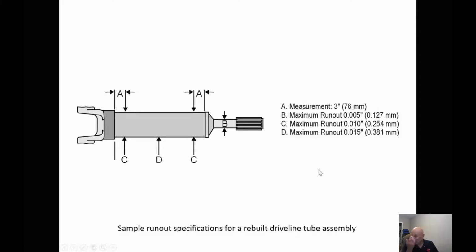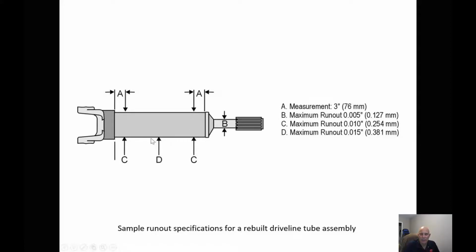Now, we talked about TIR, total indicated runout, and how and where we can measure that. So what we're going to do is measure in these spots here. So on a 3-inch drive shaft, we're going to clean the paint off of the drive shaft, and we're going to measure.